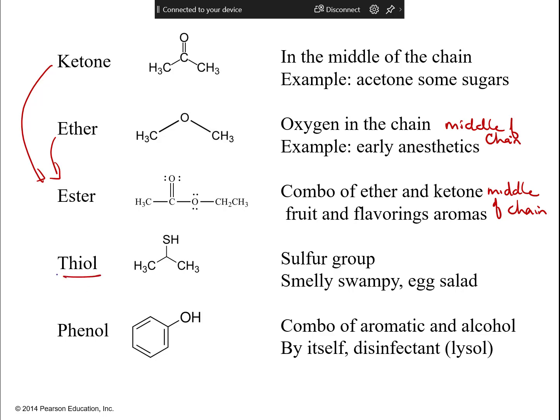This one's all by itself, like amines and amides are the only nitrogen ones. Thiols are whenever you see a sulfur. So it might be one sulfur, it could be two sulfur groups together. We're just going to call them all thiols.